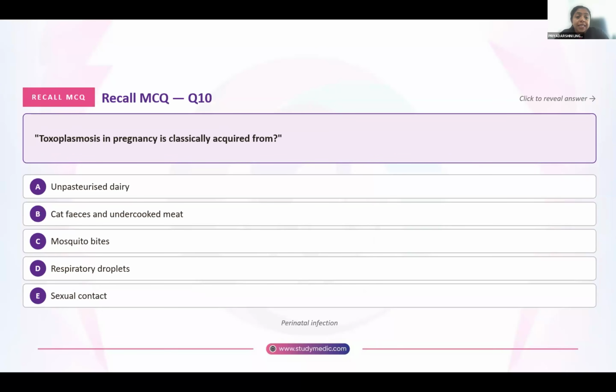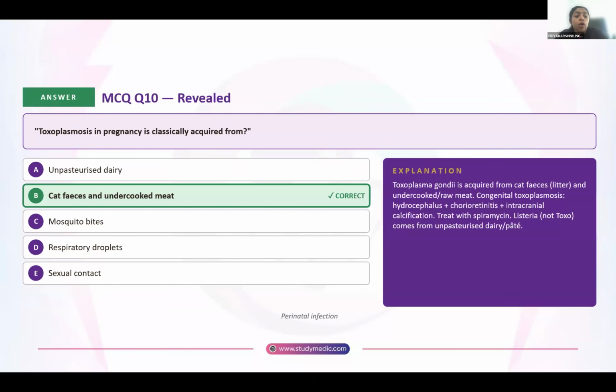Toxoplasmosis in pregnancy is classically acquired from what? So we were looking at the reasons that can cause toxoplasmosis. Is it because of unpasteurized dairy, cat feces and undercooked meat, mosquito bites, respiratory droplet or sexual contact? And the answer here is going to be cat feces and undercooked meat. So Toxoplasma gondii is acquired from cat feces, the litter of cat, and from undercooked and raw meat. This can cause hydrocephalus, chorioretinitis and intracranial calcification. The treatment of choice here is going to be spiramycin.